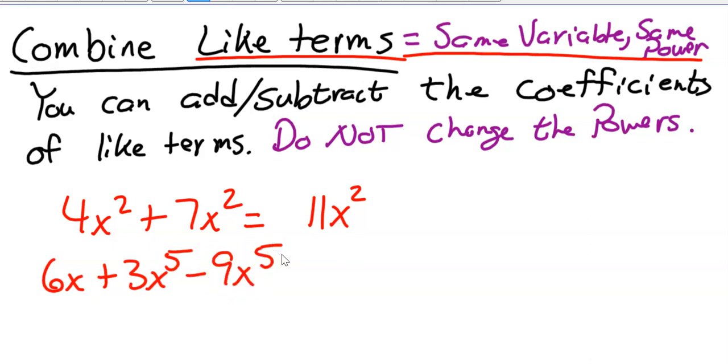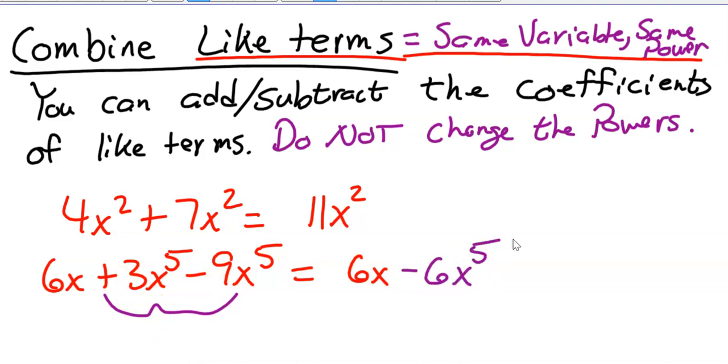And if you had 6x plus 3x to the fifth minus 9x to the fifth, the 6x doesn't have what's understood to be the first power. There's no other terms that have the first power on it. So if you try to do anything with that one, there's nothing you can do as far as adding and subtraction goes. It would just stay 6x. The only thing you can do is put these two together, because they're both x to the fifth, and you'll do 3 minus 9 to make that a negative 6x to the fifth.